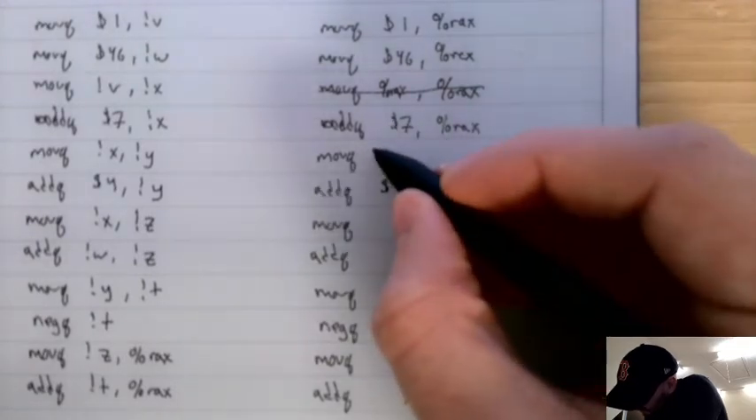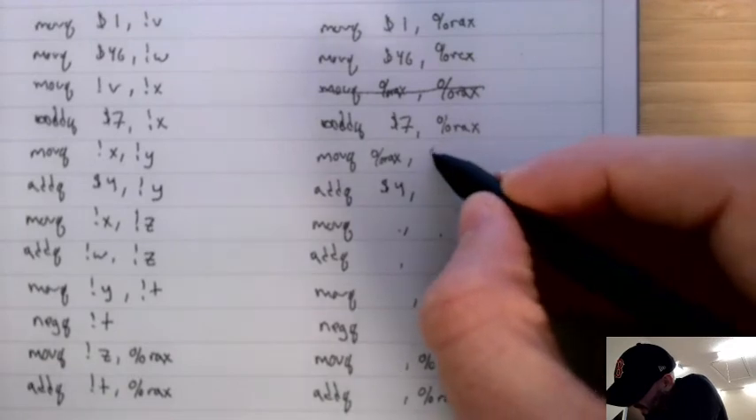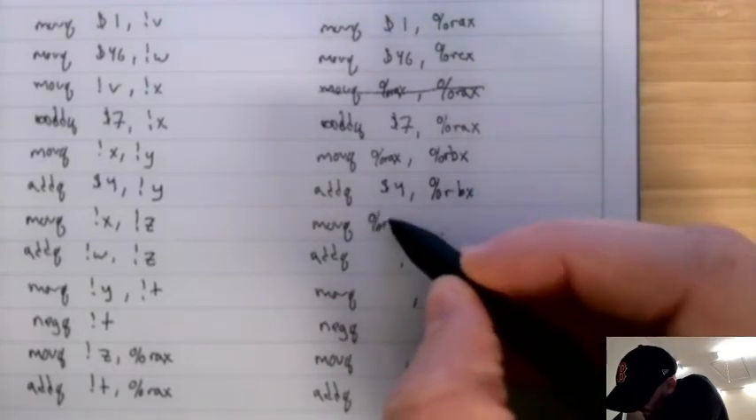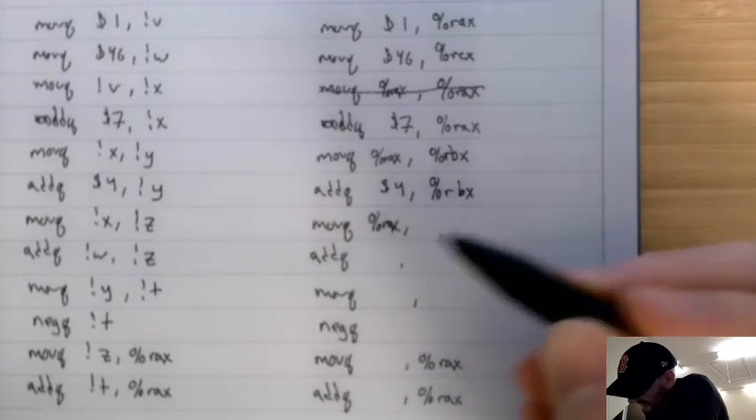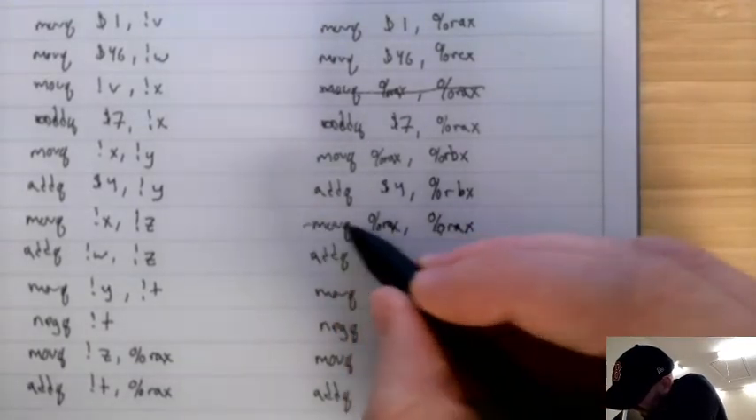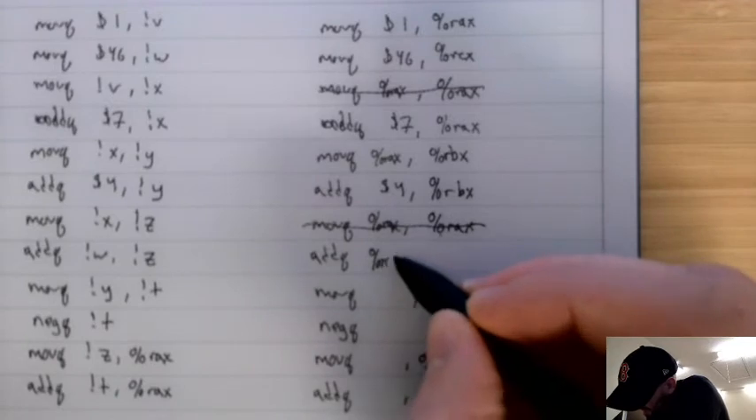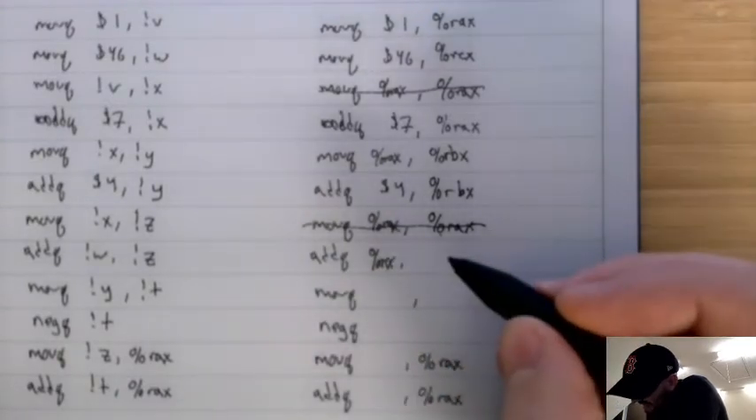Then we have moving X, which is RAX, into where Y is, and Y is RBX. Then we have another Y of RBX. Then we have X, which is RAX. And we're moving that into Z, which is also RAX. So we'll be able to get rid of that as well. Then we have an add Q of W, which is RCX, and Z, which is RAX.